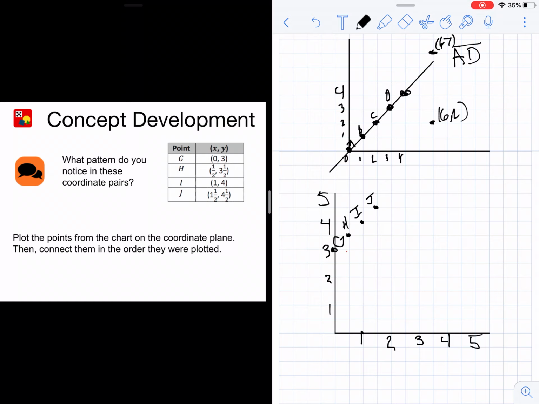Okay, and then you connect them in the order that they are plotted. Okay, on that line, what are we going to call this line? Line GJ, because it connects the points G through J. What do you notice about this graph that's different than the one before?